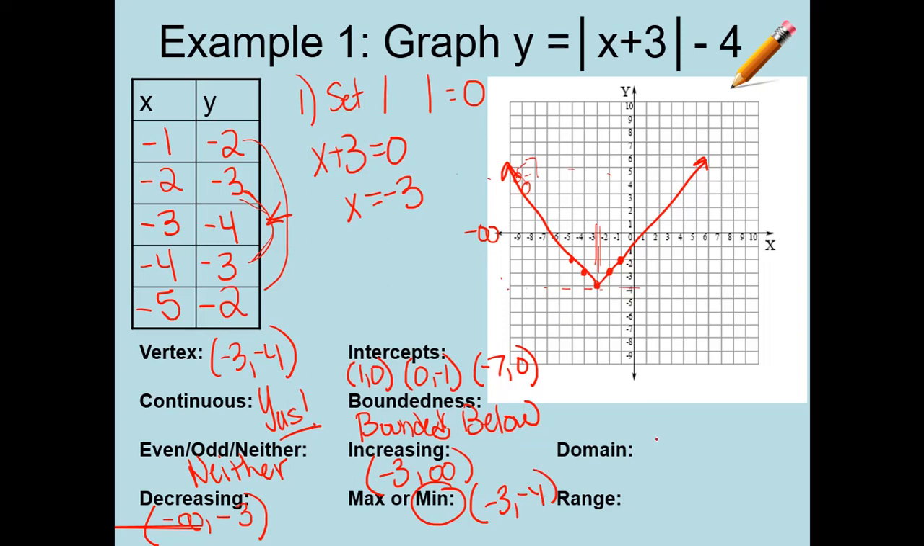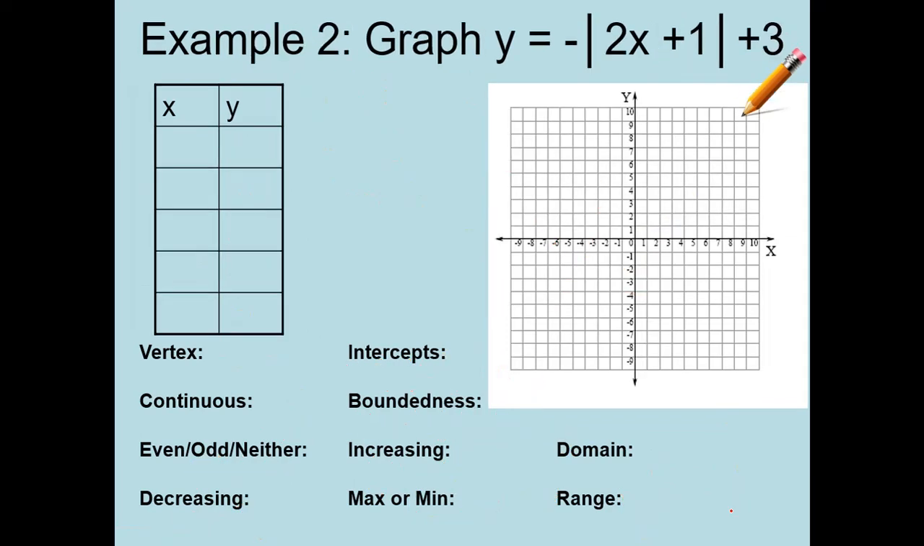Okay. Let's talk domain. Well, we go forever in the left, forever in the right. And I'm going to tell you a secret, guys. That's going to be the domain for every single one of these absolute value graphs, okay? They always go forever in the left and the right. Range, well, he starts at -4, right? He goes forever up. So -4 bracket to infinity.